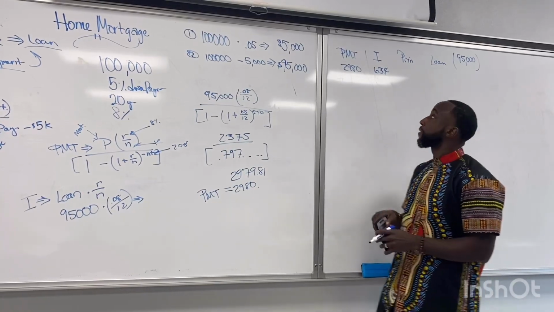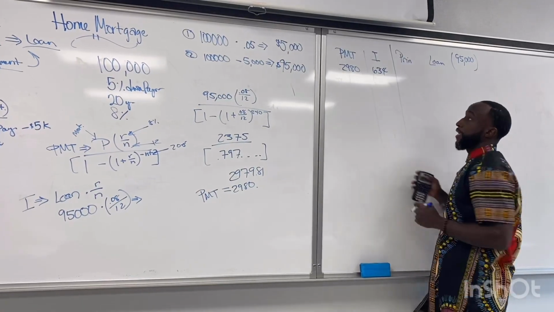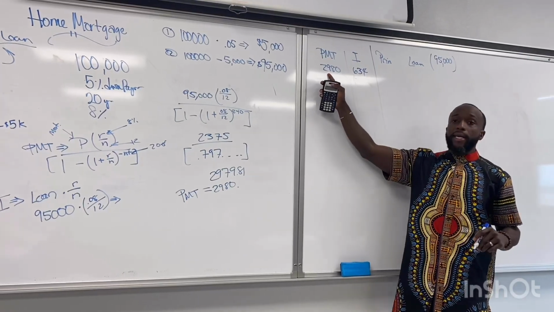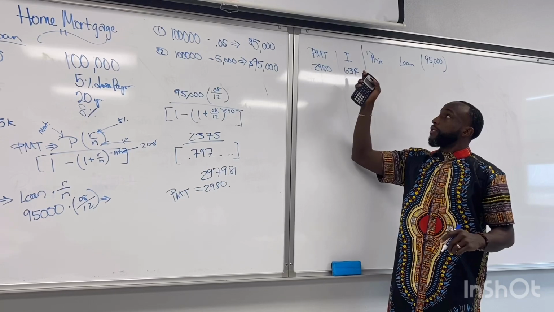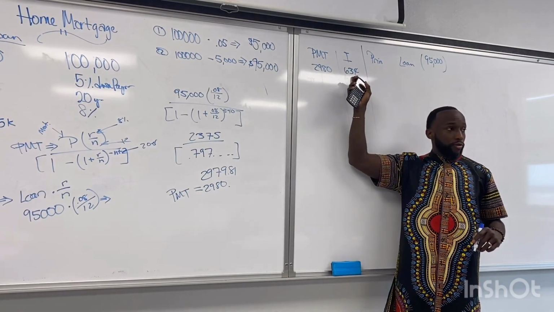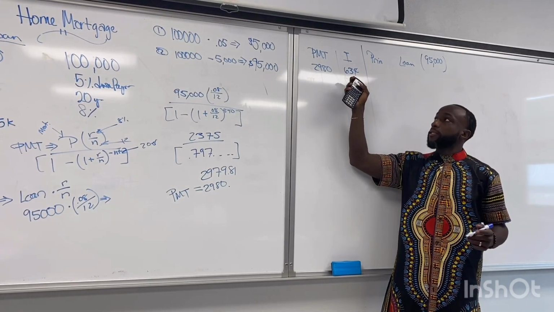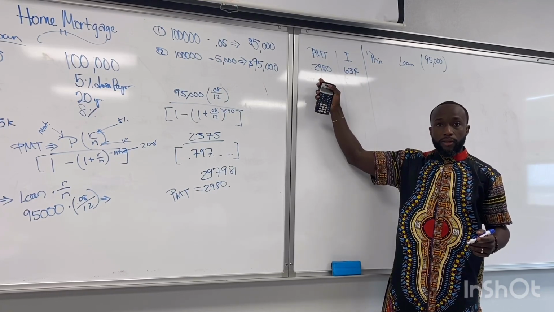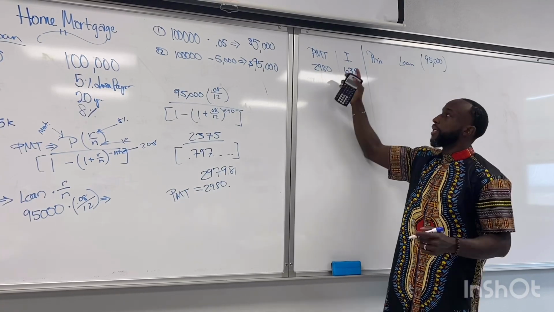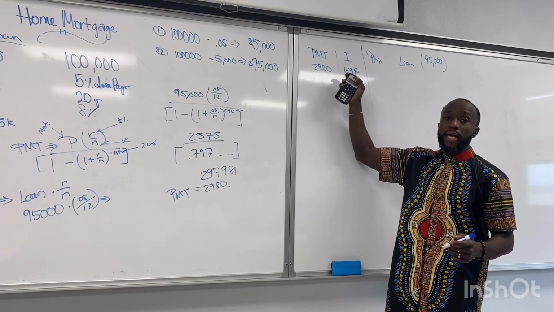Now in your payment of $2980, 633 and 33 cents is how much interest is being paid. What's your question? So if the interest is the 633, wouldn't that mean the top of the PMT equation would be 633 too? No. This is the interest that's being paid in your first month.